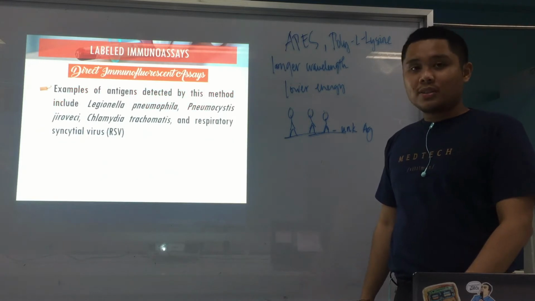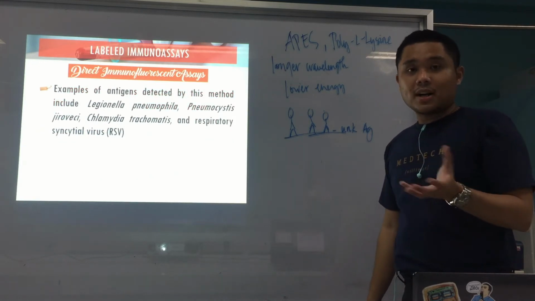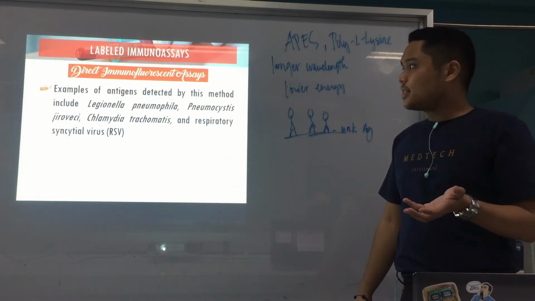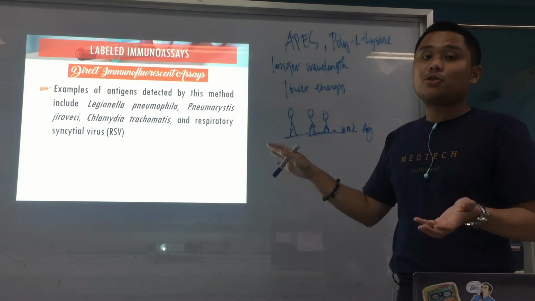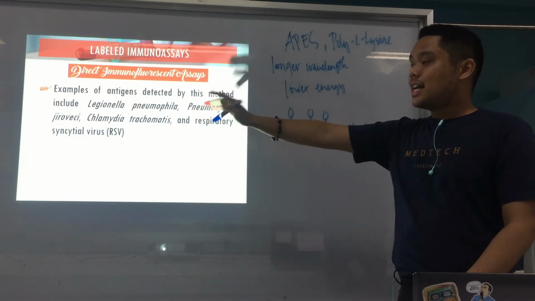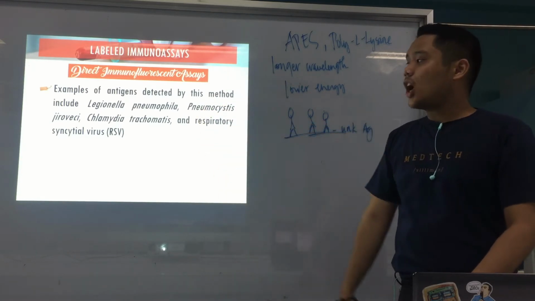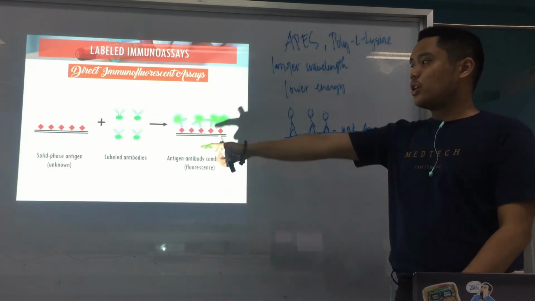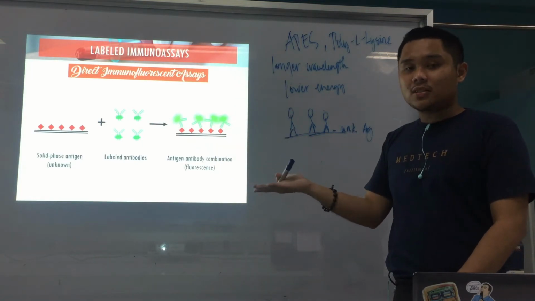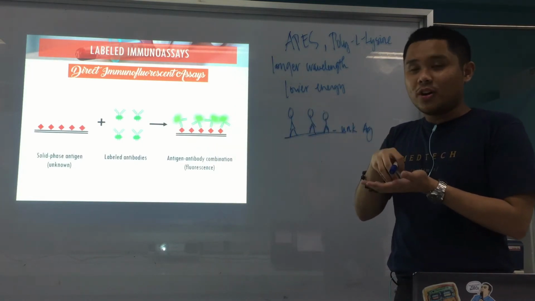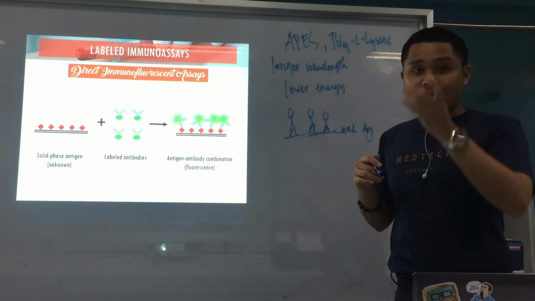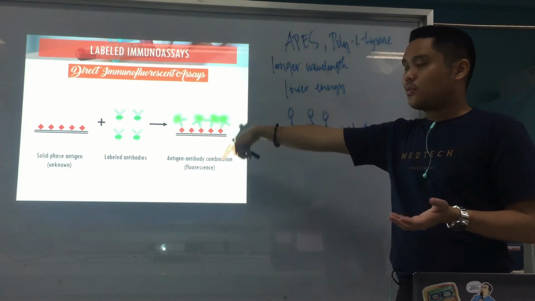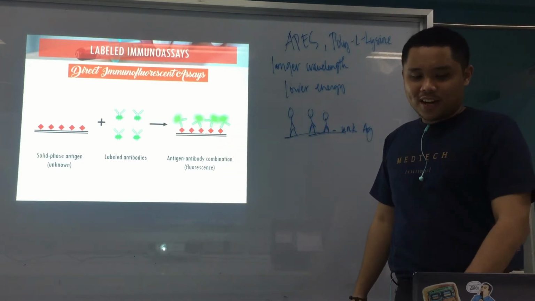And where do we use it? Aside from antigens in tissues and body fluids, you could also use it against bacterial agents or different pathogens: Legionella, Pneumocystis, Chlamydia, and RSV. A lot of pathogens. Again, as mentioned, the antigen is on the solid phase. It is placed first, and it is the unknown. Plus your labeled antibodies with a fluorochrome. You let it react and then examine under the microscope for the fluorescence. Very easy.